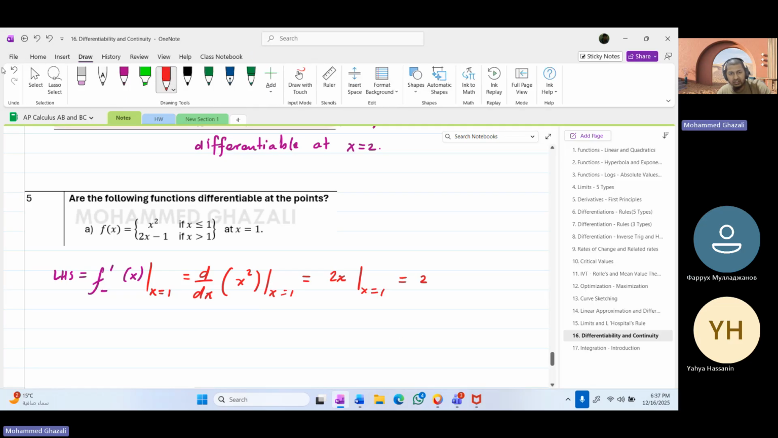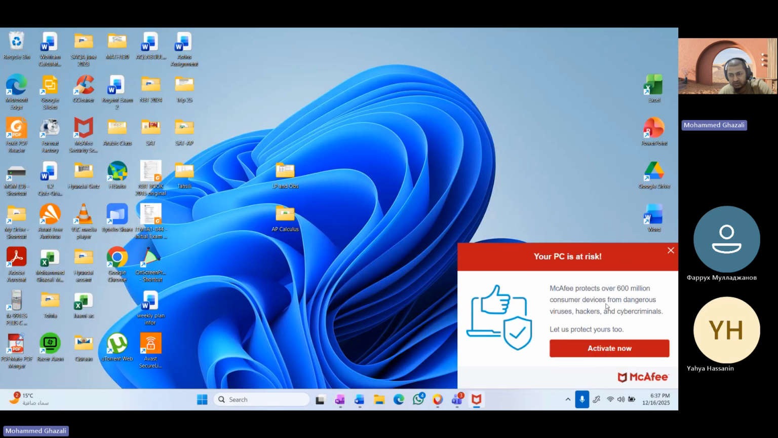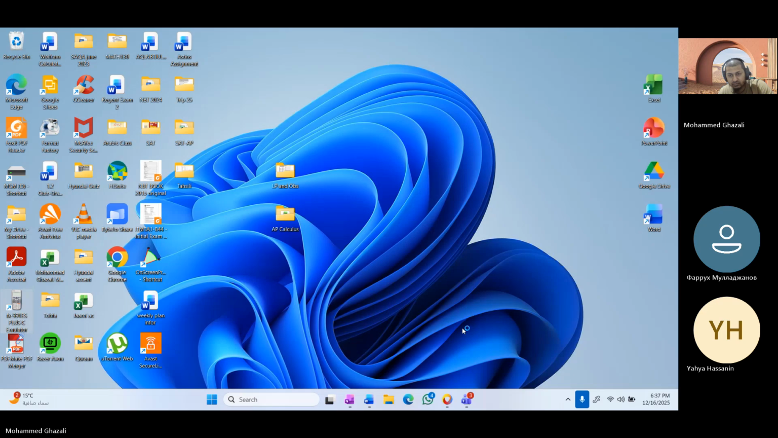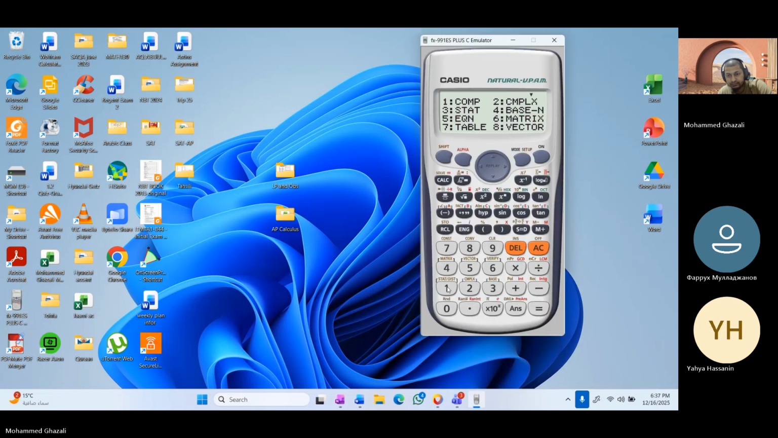You will find it on the calculator: ddx of x squared at x is equal to 1. You can actually get that on the calculator. I'll show you now. Press ddx, it's here, of x squared, at x is equal to 1. There, the answer is 2. That's what it means.